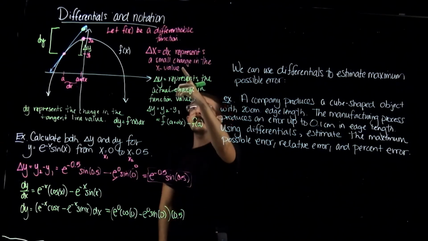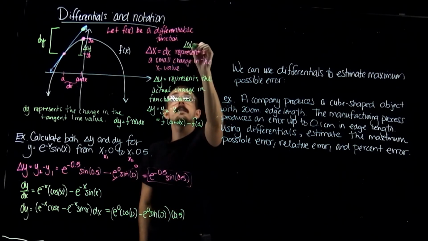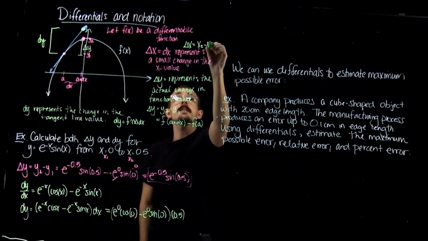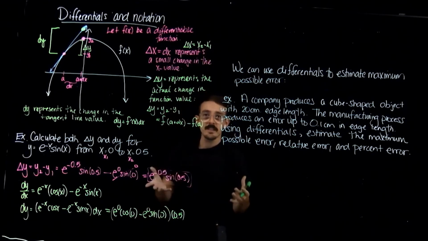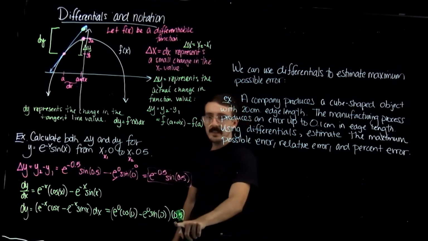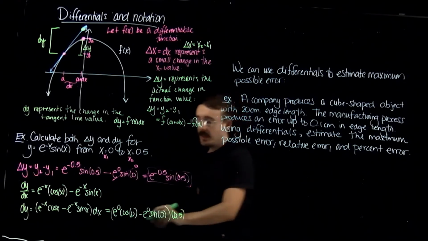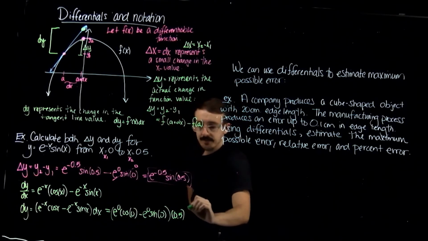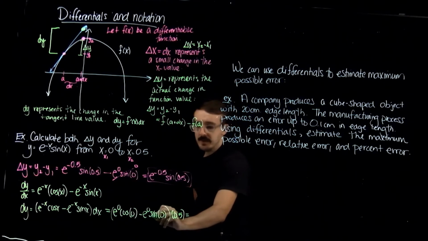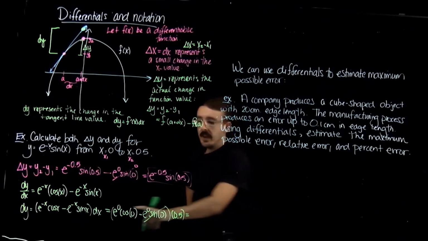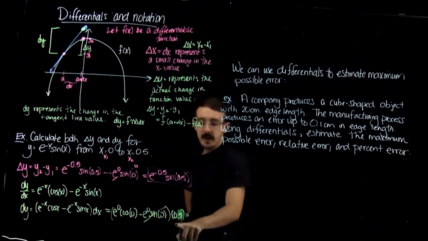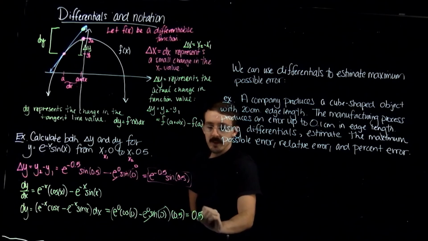So maybe I should mention up here as well, delta x is x2 minus x1, just so you can have a sense of if it increased or decreased, because this could have a negative sign as well. And then if I take a look at this, again, this term is gone because sine of 0 is 0. Here I have 1 times 1 times 0.5 is just 0.5.